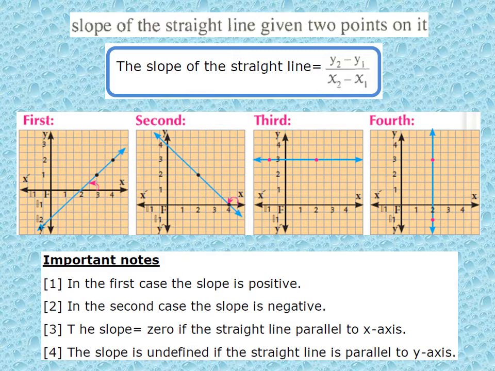Important notes. Number 1. In the first case, the slope is positive. Number 2. In the second case, the slope is negative. 3. The slope equals 0 if the straight line is parallel to the x-axis. 4. The slope is undefined if the straight line is parallel to the y-axis.